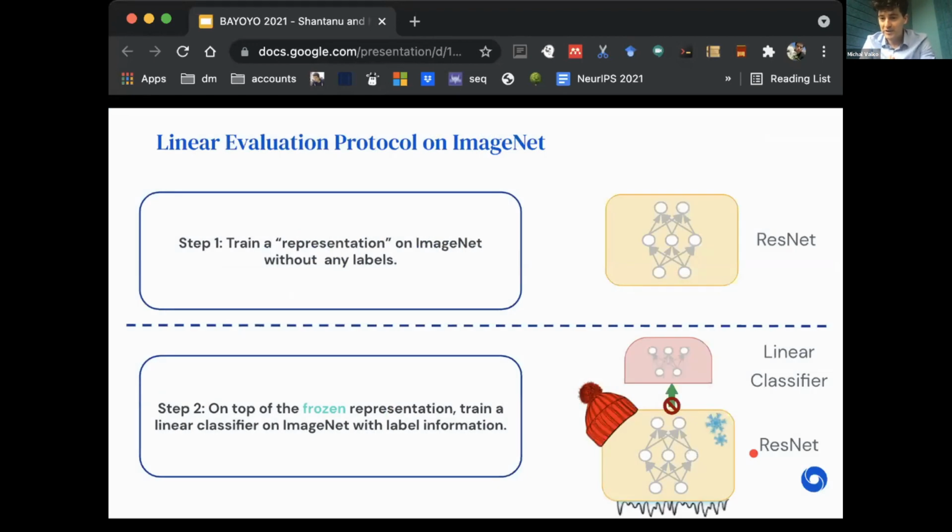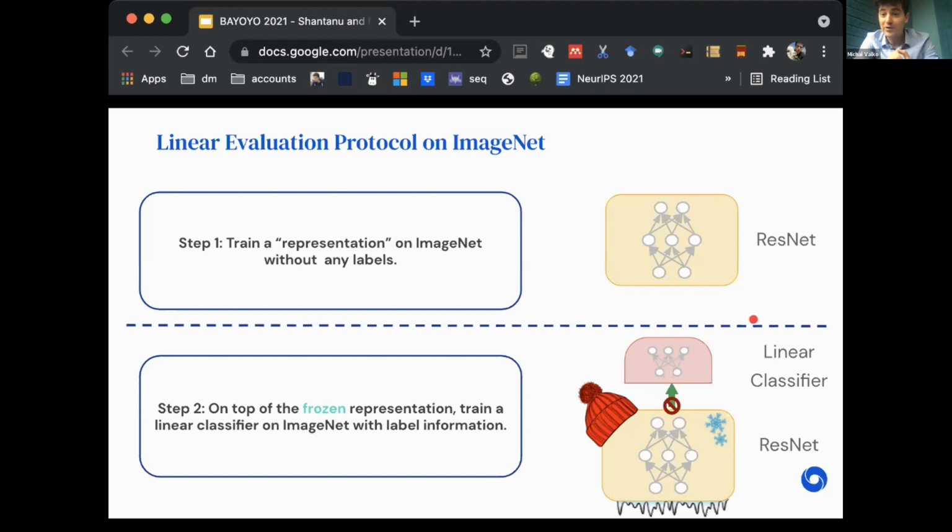First, we need to spend a second on how we actually measure performance, because we don't have any labels, right? So what kind of things do we compute? One way the field decides to measure performance: you train this representation without any labels. You get a network that produces numbers, but you don't know how good they are.